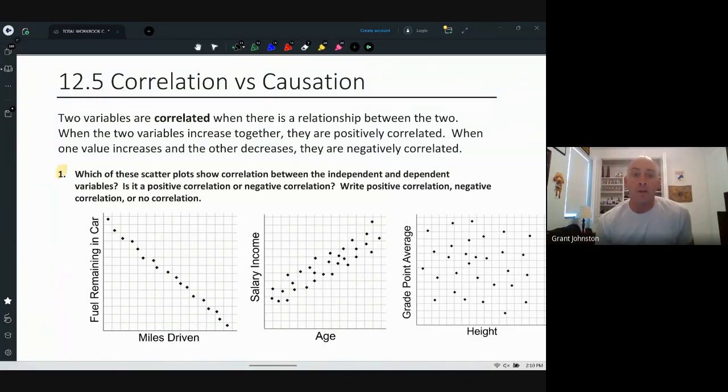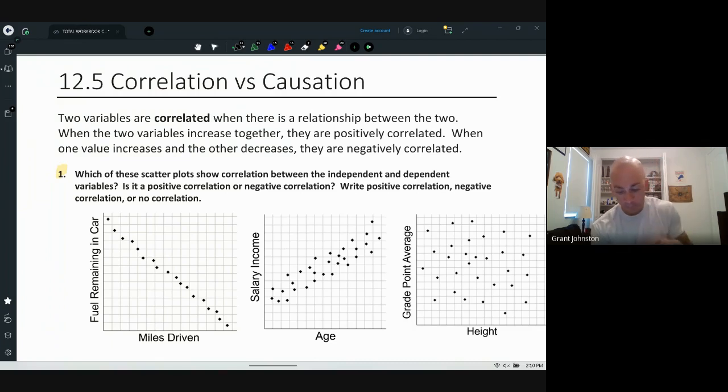Correlation versus causation. Two variables are correlated when there's a relationship between the two. When the two variables increase together, they are positively correlated. When one value increases and the other decreases, they are negatively correlated. So number one says, which of these scatter plots show correlation between the independent and dependent variables? Is there a positive correlation or a negative correlation? So we're going to write positive correlation, negative correlation, or no correlation.